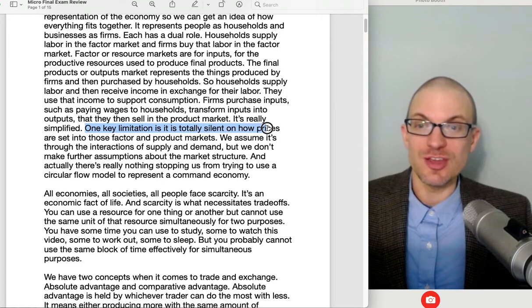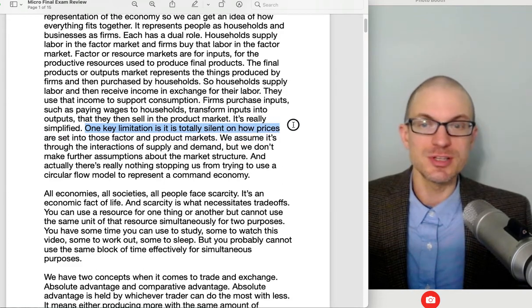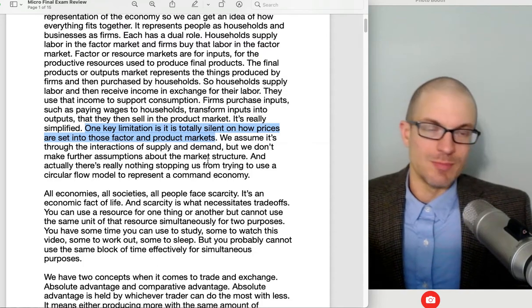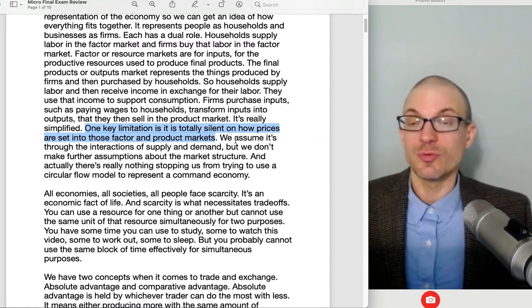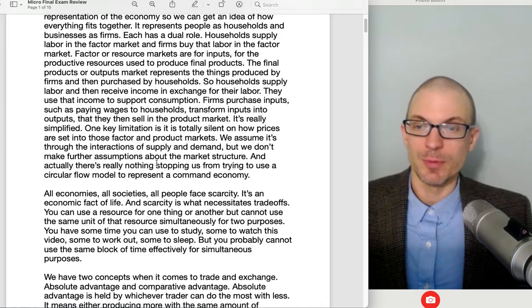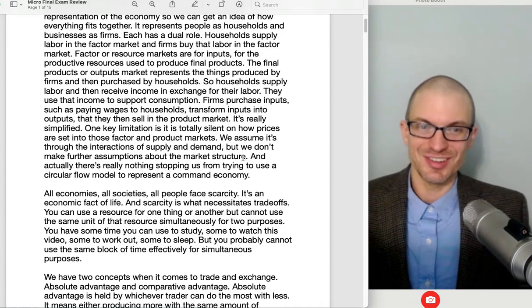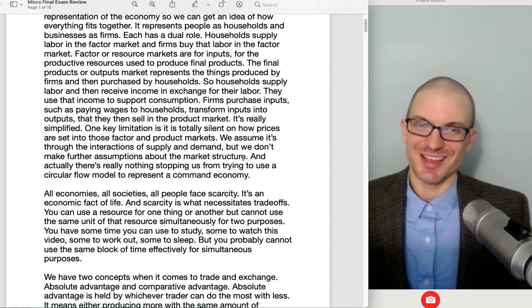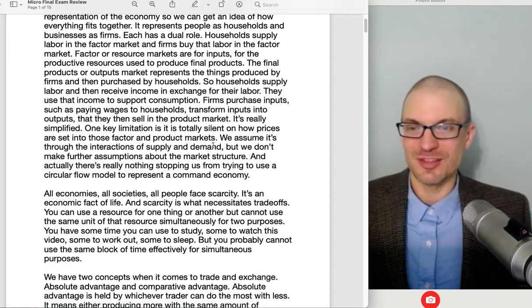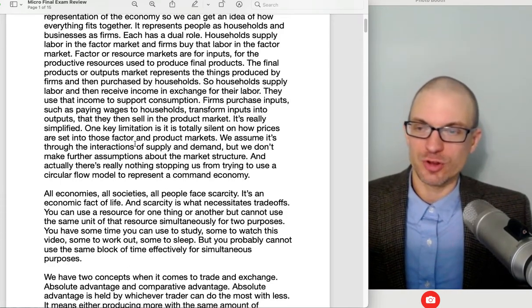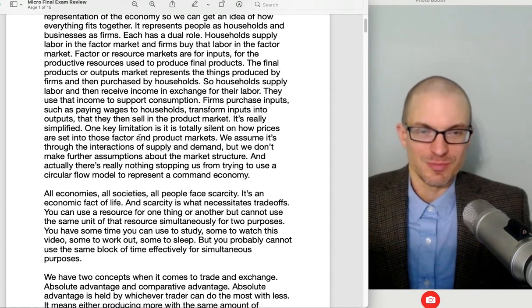One key limitation is that the circular flow model is completely silent on how prices are set in those factor and product markets. We assume that they're governed by the forces of supply and demand, and maybe by competitive markets. We actually don't make too many assumptions about the actual market structure, whether it's a competitive market, since those really don't exist, or a monopoly, since those only exist in a certain set of circumstances. We don't make further assumptions about the market structure or where those prices come from, just that there must be prices.